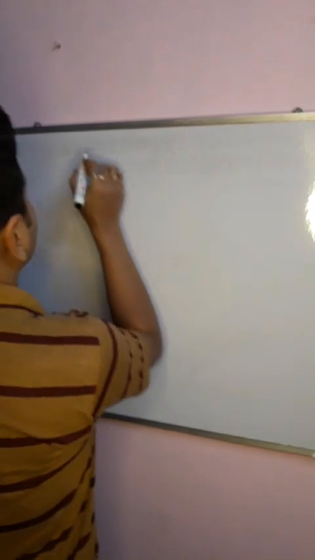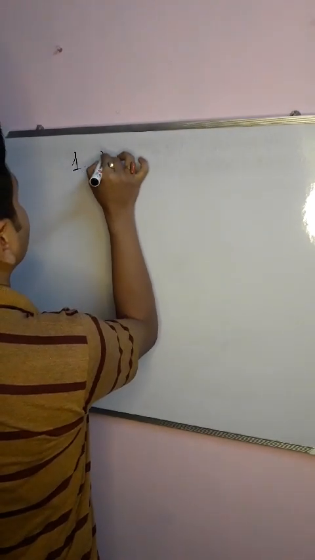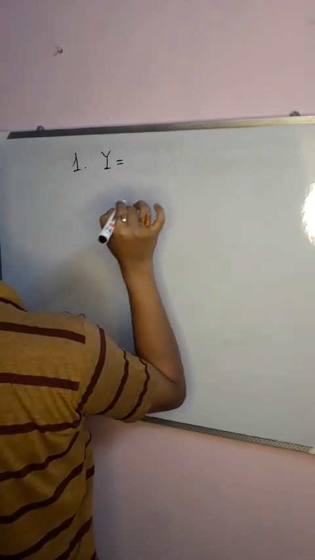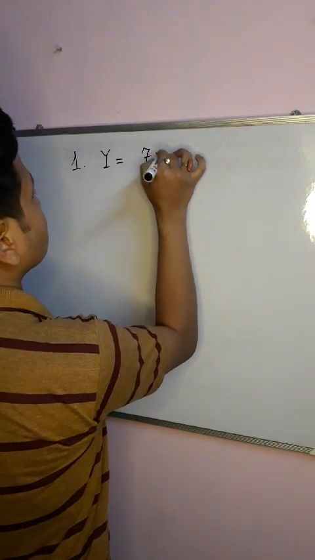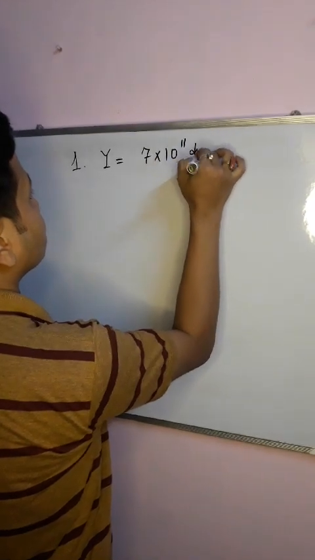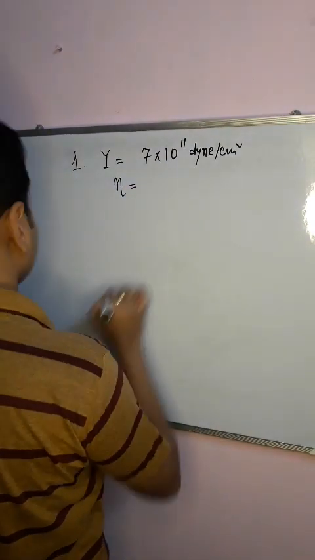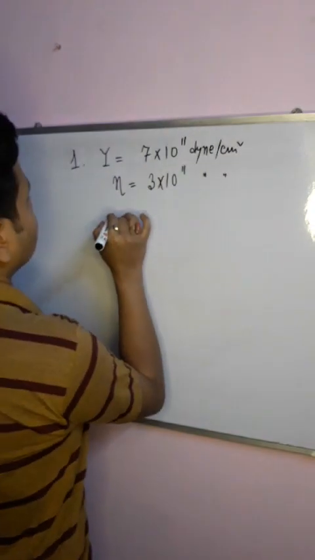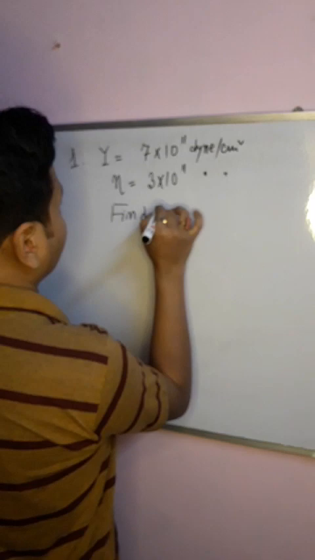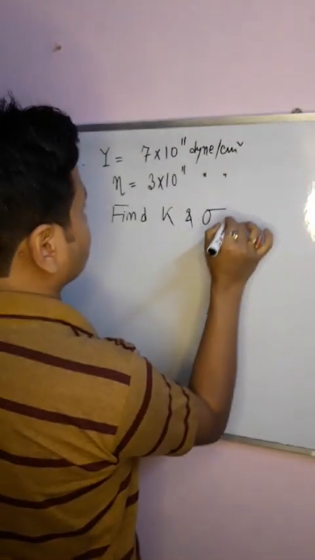Now the first numerical is that given that Young's modulus is 7 into 10 to the power 11 dyne per centimeter square, and rigidity modulus eta is also given, this equals 3 into 10 to the power 11 dyne per centimeter square. We have to find bulk modulus K and Poisson's ratio.